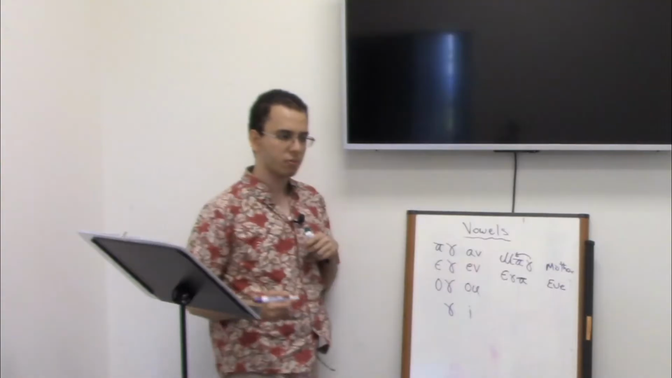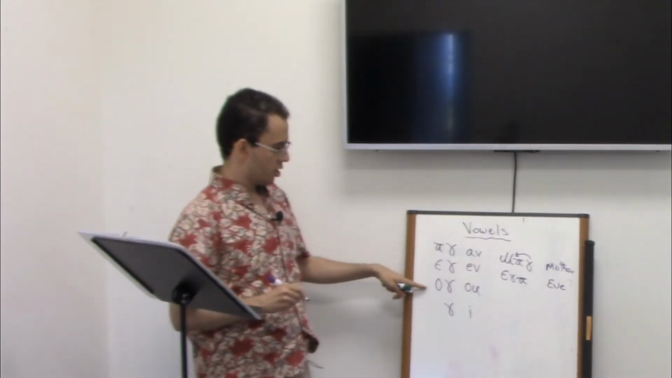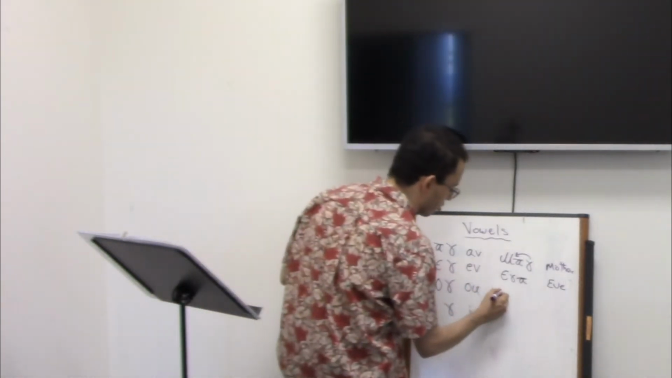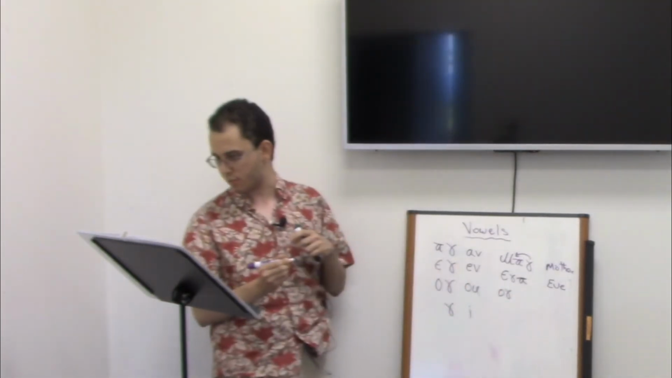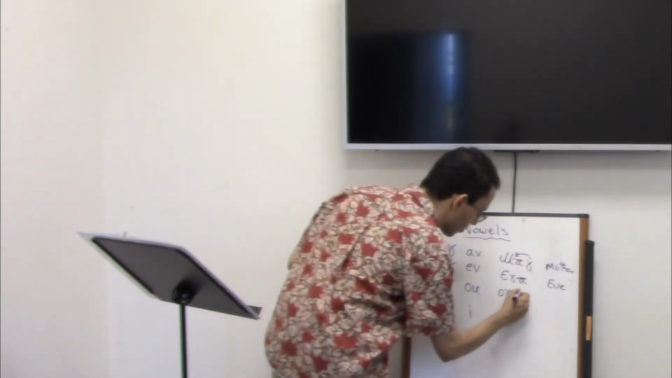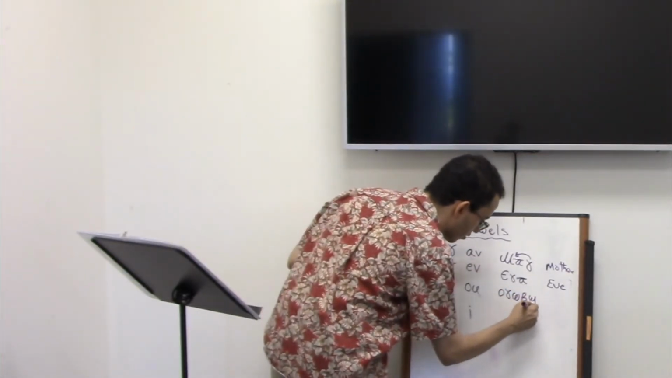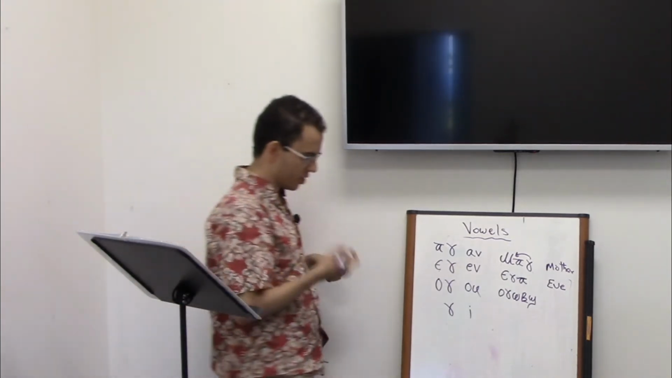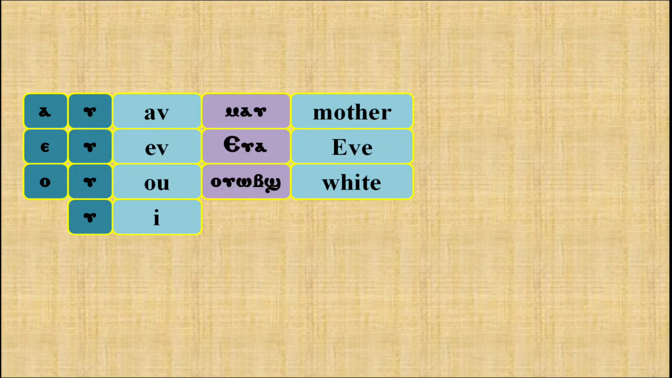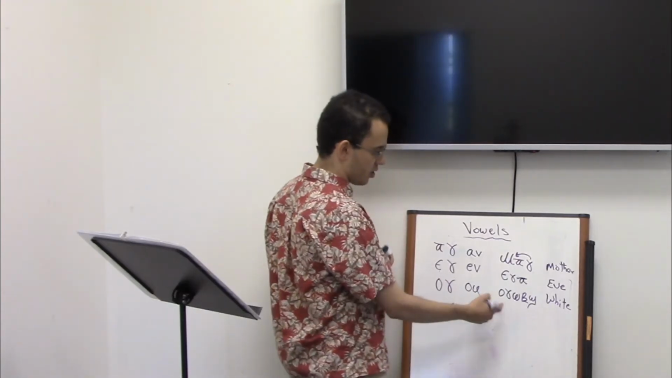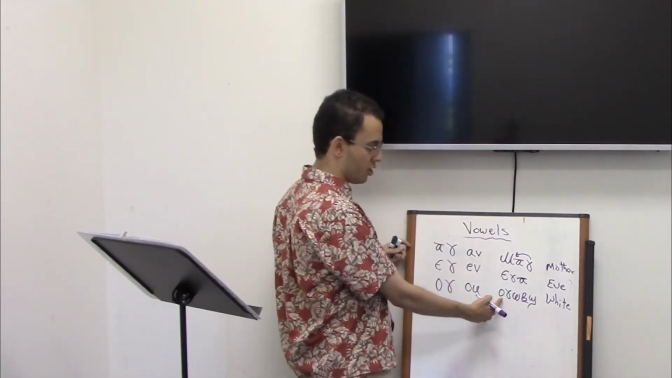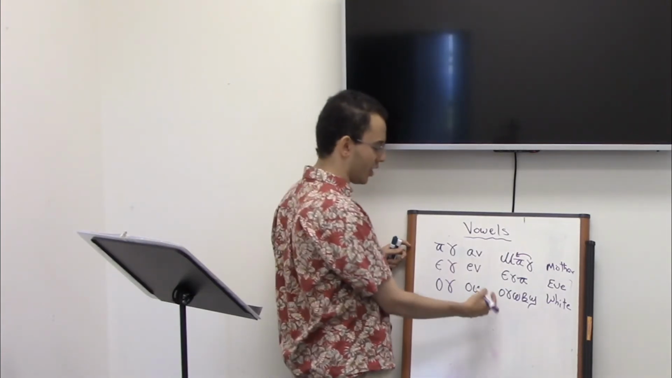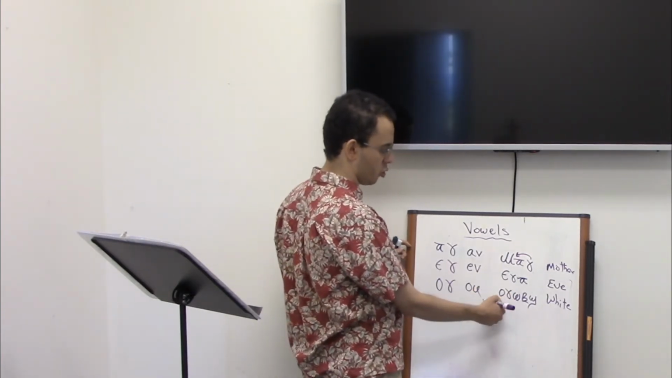Next one is for OU. This is a word we learned last time. I'm going to write it and see if you guys remember it. Obsh, correct. What does obsh mean? White. So we did not say ovopsh, right? It's obsh, because it becomes an OU sound.